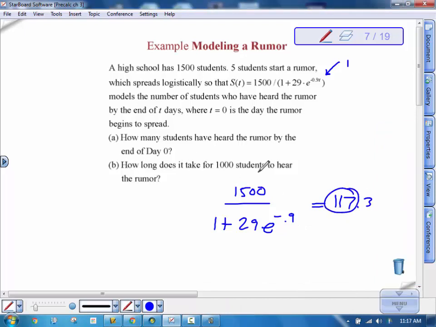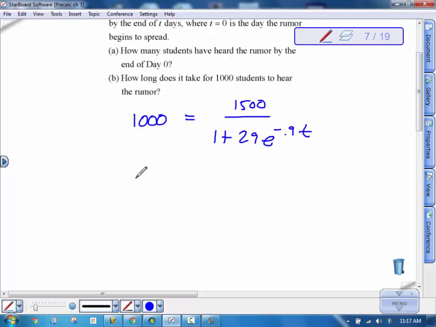And then how long does it take for 1,000 students to hear the rumor? It's a little harder. We have to set this equal to 1,000, where we keep this a variable t right here. We have to solve for this variable t. We would cross multiply first. So I'm just going to switch these two quantities, because you can go ahead and switch these. You get 1 plus 29e to the negative 0.9t equals 1,500 divided by 1,000. Move the decimal place over 3, that'd just be 1.5.